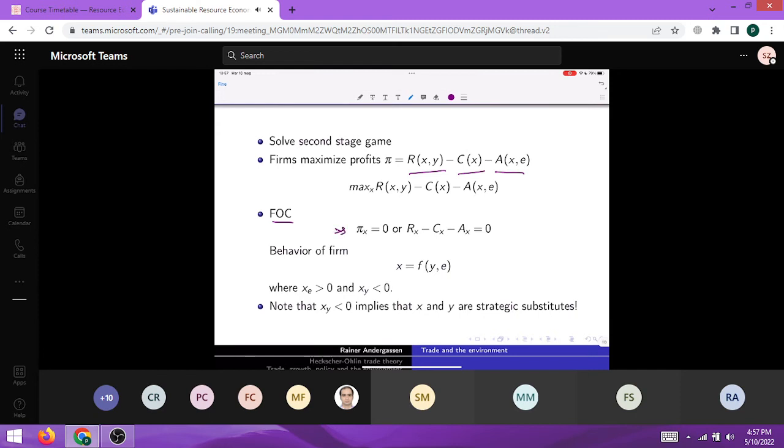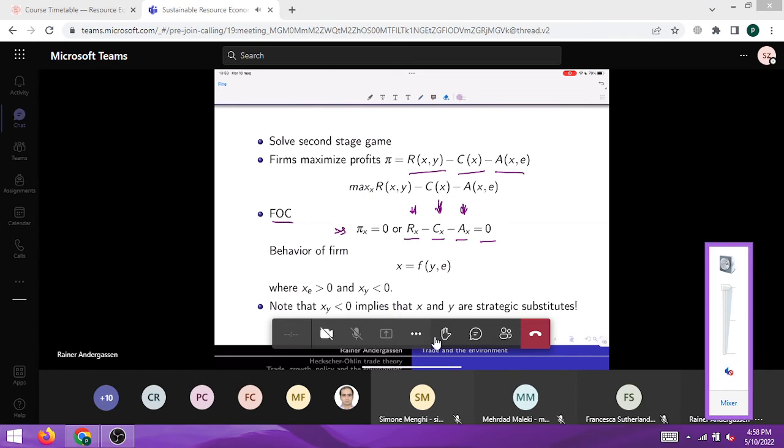So the derivative of pi with respect to x equals 0, and this gives you Rx minus Cx minus Ax equals 0. So marginal revenues minus marginal production costs minus marginal abatement costs equals 0. From an economic point of view, this should be quite clear. Increasing X by a unit gives you additional revenues, additional production costs, and additional abatement costs. And what I would like is that marginal revenues equal marginal costs. This gives you the optimal production.